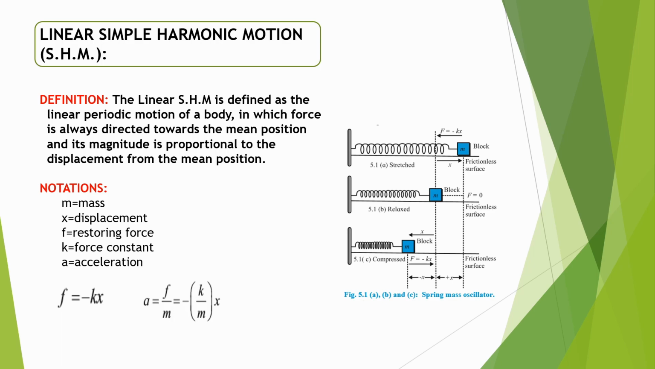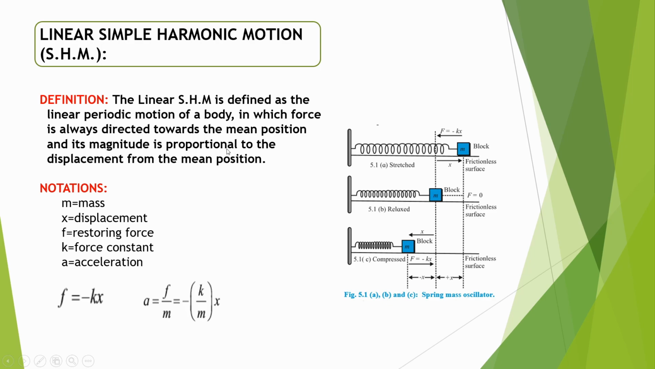Okay, so let us see the definition of linear SHM. Linear SHM is defined as the linear periodic motion of a body in which force is always directed towards the mean position, and its magnitude is proportional to the displacement from the mean position. Means in that case the force or acceleration is always directed towards the mean position, and its magnitude is proportional to the displacement from the mean position. So that is the explanation of linear simple harmonic motion.